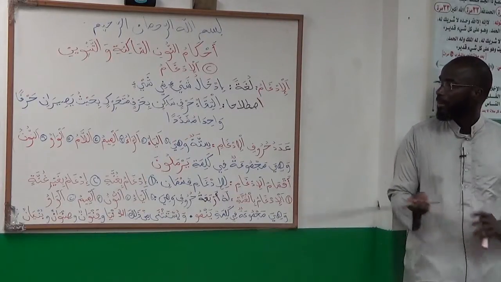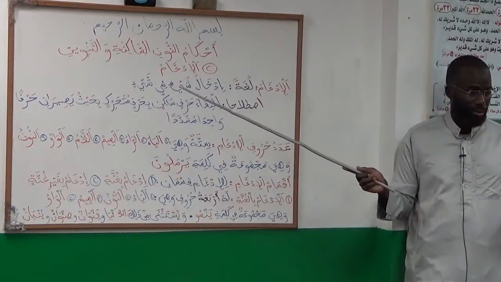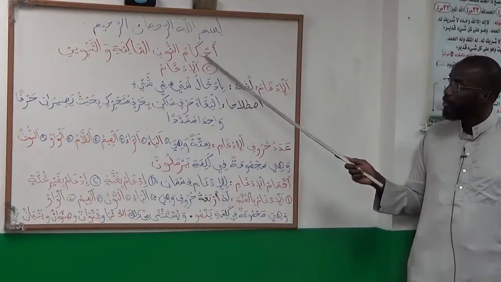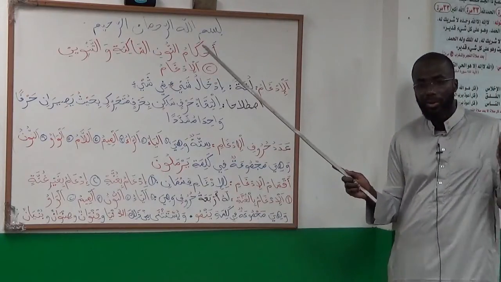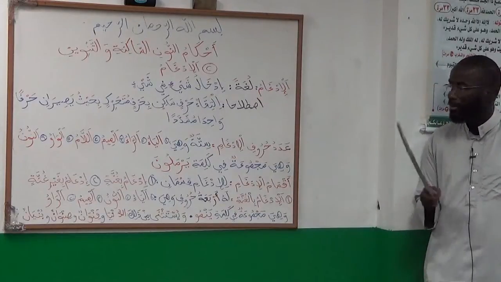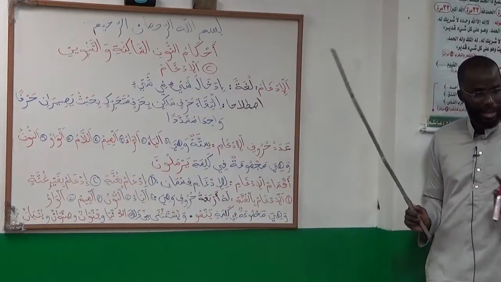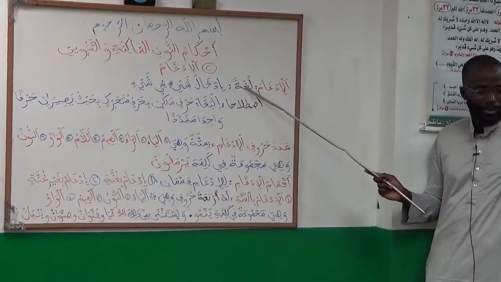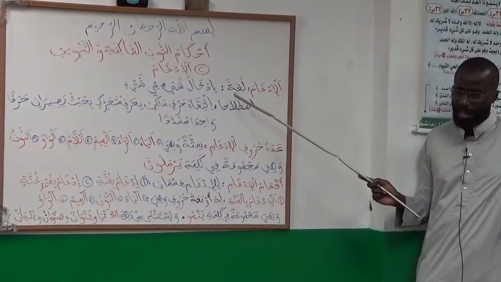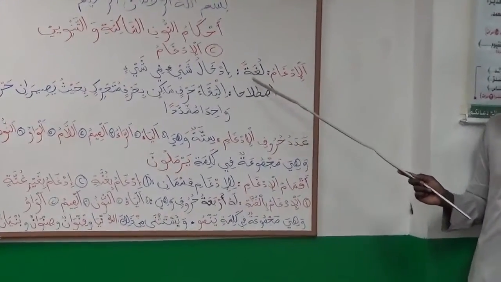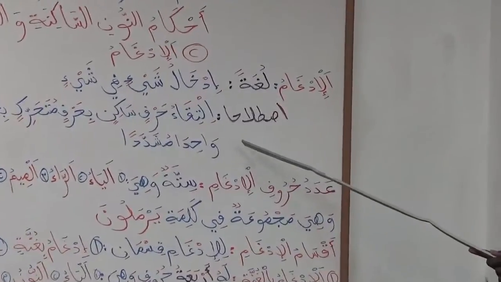So now today, he's going to talk about the second rule of an-nun sakina wa tanween. He's told us that there are 4. He told us about al-ilhar. Today he's going to teach us about al-idgham. So he starts out just like he's been doing with us, by giving us 2 definitions. When the Arabs say al-idgham, what do they mean? And when we say al-idgham in at-tajweed, what do we mean? A linguistic and a functional definition.